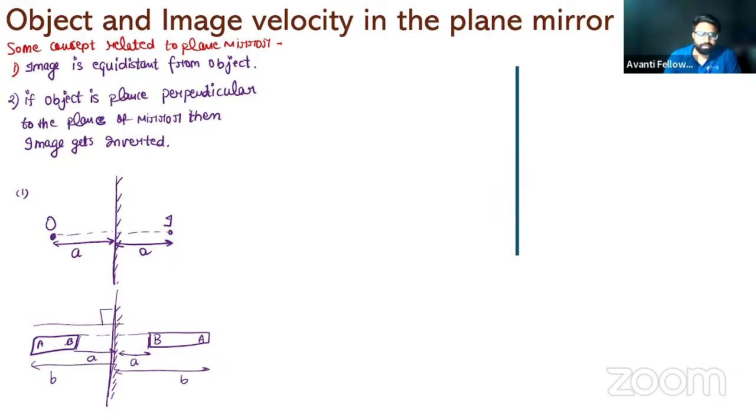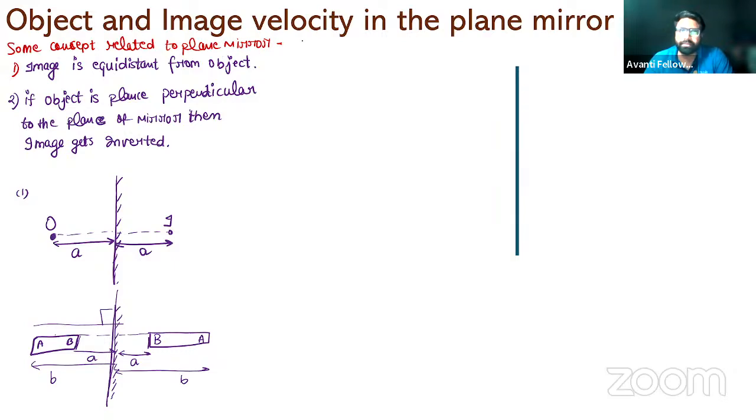Clear? So you can see here the image got inverted. Here you have A and B, here you have B and A. So the image got inverted when it is placed perpendicular to the plane of the mirror. Got it?